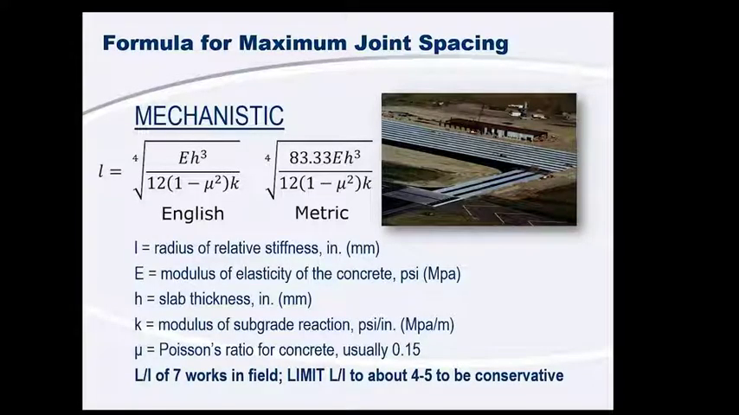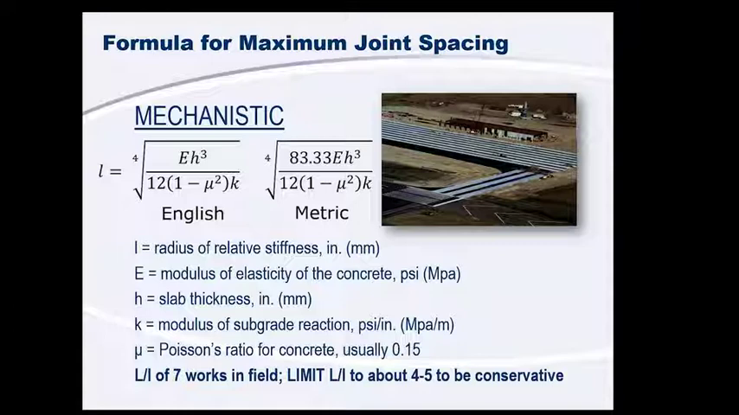Well, our typical method for calculating joint spacing, at least in the mechanistic terms, so when we're looking at the actual properties of the materials, is based on the radius of relative stiffness, and that's the equation that you see here. That radius of relative stiffness is based on our modulus of elasticity of the concrete, the slab thickness, the modulus of subgrade reaction, and a Poisson's ratio of the concrete as well.